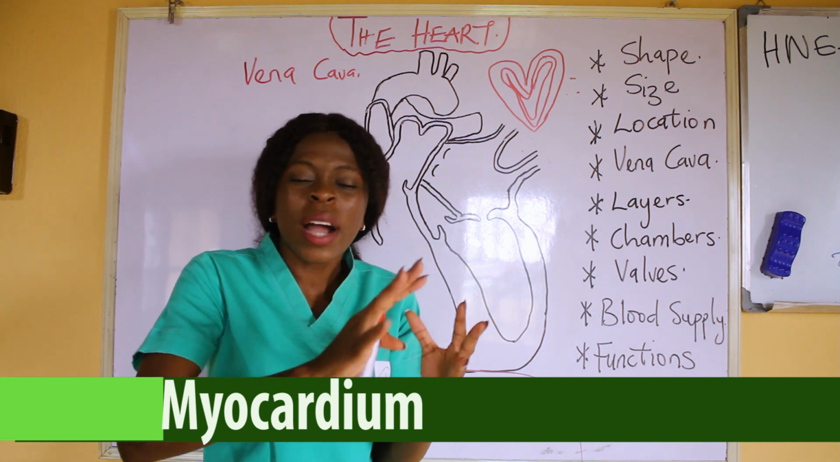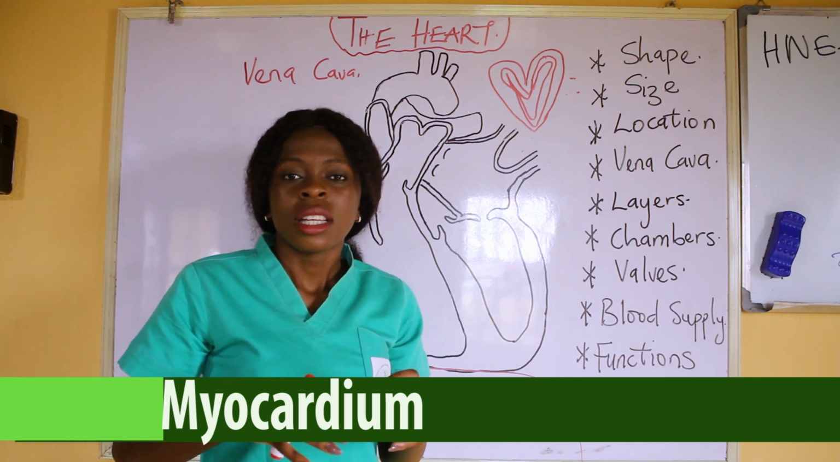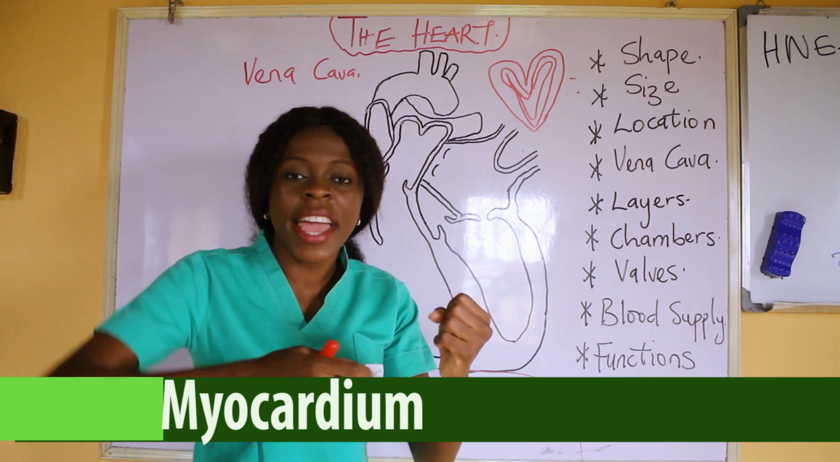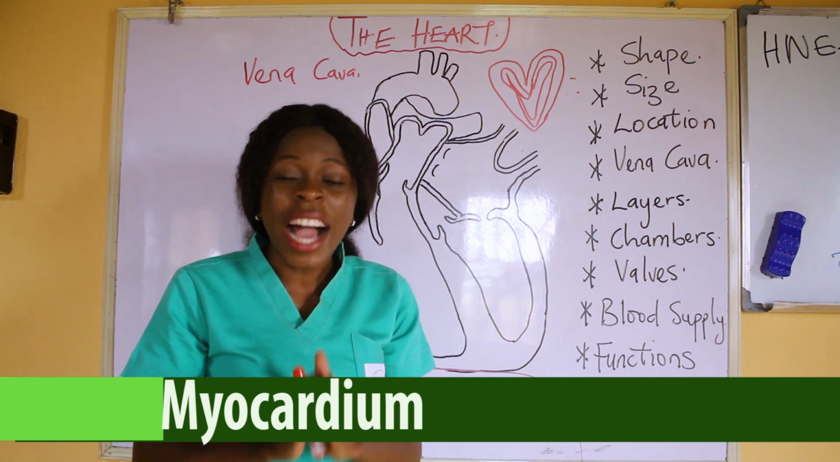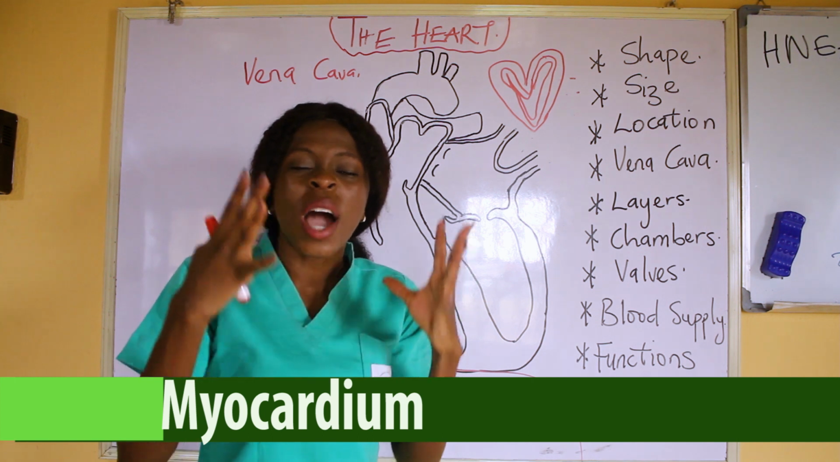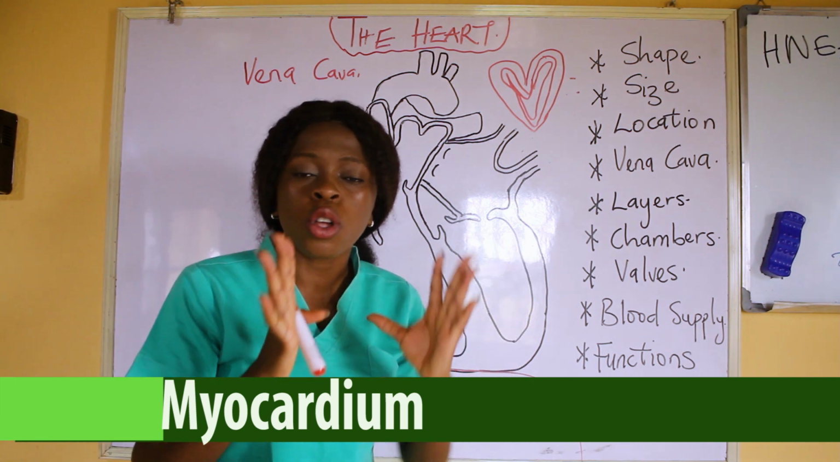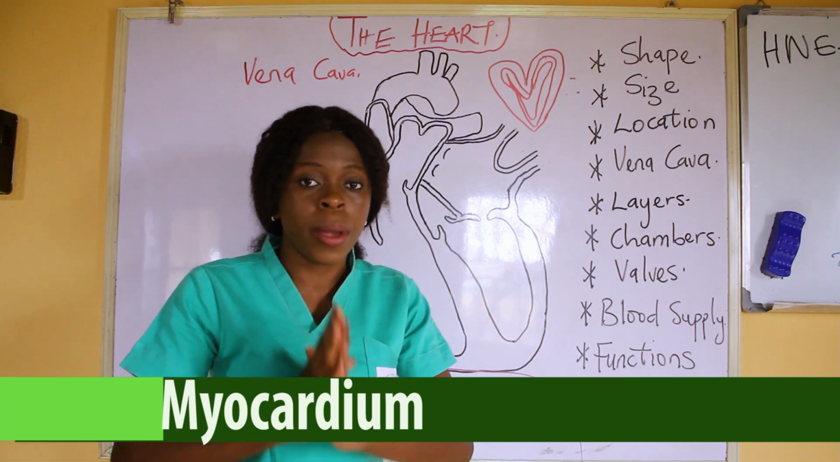Muscles. The myocardium is the muscle layer of the heart. It is striated. The myocardium is the middle layer of the heart. That is where you have the muscles. That is what helps to contract the heart and enable blood to be pumped into circulation. The muscles are also very, very important.